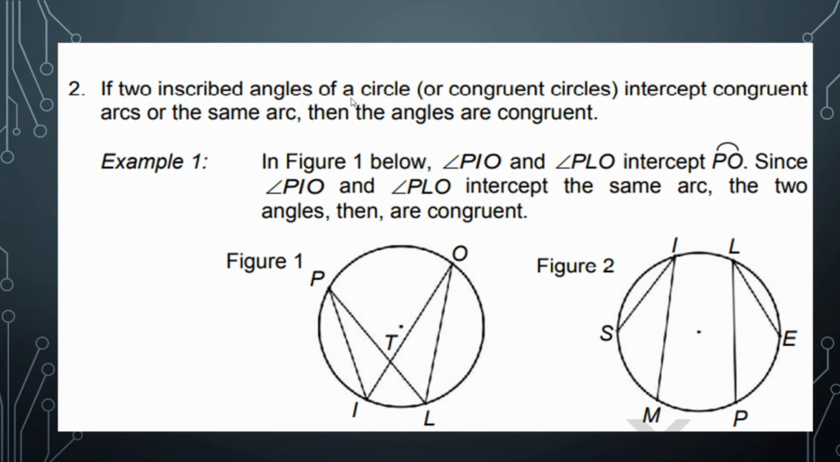If two inscribed angles of a circle or congruent circles intercept congruent arcs or the same arc, then the angles are congruent as well. So, in figure 1, we have angle PIO and then angle PLO. So, they are said to have the same intercepted arc, which is arc PO. Since angle PIO and angle PLO intercept the same arc, then the two angles are said to be congruent as well.